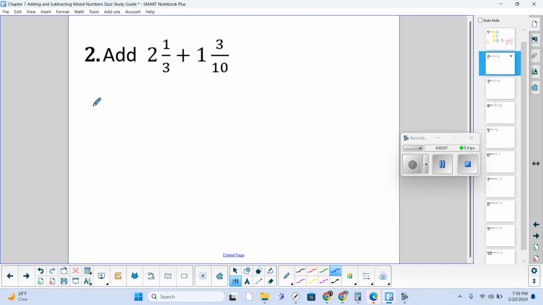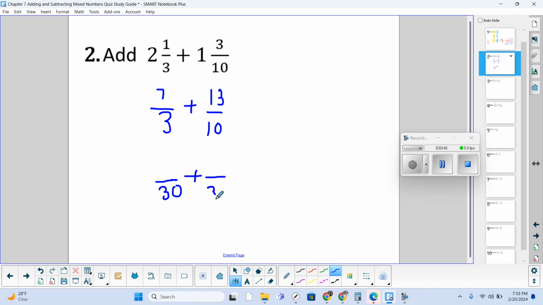Next one, 2 and 1/3 plus 1 and 3/10. So 2 and 1/3 is equal to 2 times 3 is 6, plus 1 is 7/3, plus 1 and 3/10 is equal to 1 times 10 is 10, plus 3 is 13, 13 over 10. The least common multiple of these denominators, 3 and 10, is 30. So I would put 30 as my common denominator.